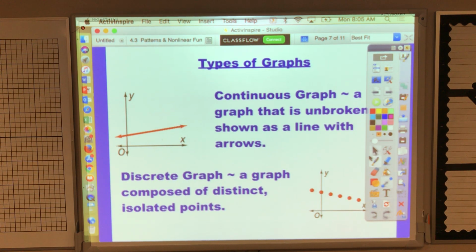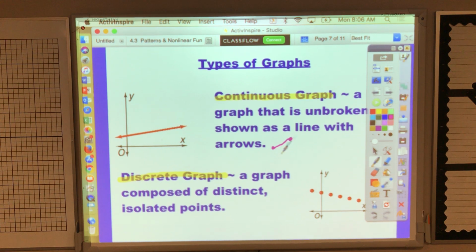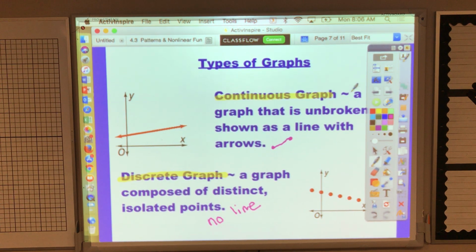Now the reason I said I connect them is because there are two different types of graphs. We have continuous graphs and discrete graphs. Continuous is a graph that is unbroken, shown with a line with arrows. And it doesn't have to have arrows. That last one was our segment. But what that really means is they're connected. Whereas in a discrete graph, the graph is composed of distinct isolated points. There's no line connecting those points. Continuous versus discrete.